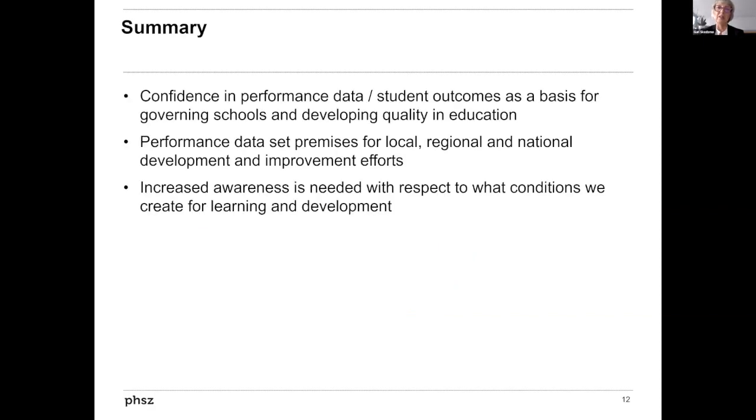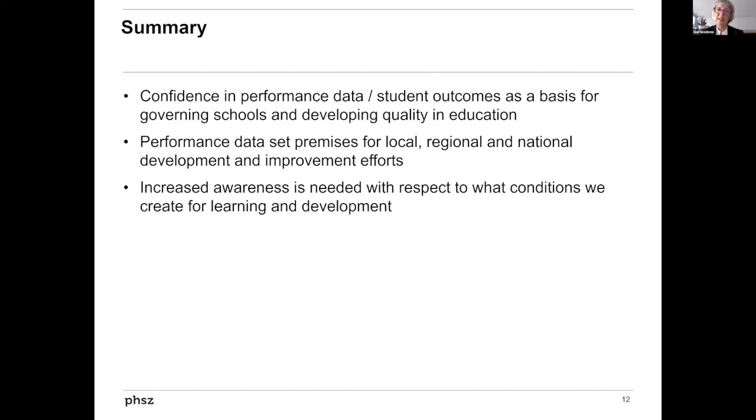So if we come to a summary, I think we can say that we have very much a confidence in performance data and student outcomes as a basis of governing schools and developing quality in education. And in certain ways, at least from a Norwegian perspective, Scandinavian perspective, performance data very much set the premises for local, regional, and also national development projects. And I think this is due to it provides a very strong legitimation for the different efforts or approaches that you would like to initiate.